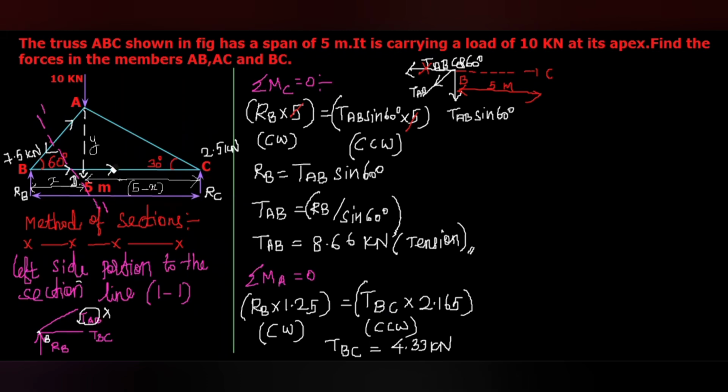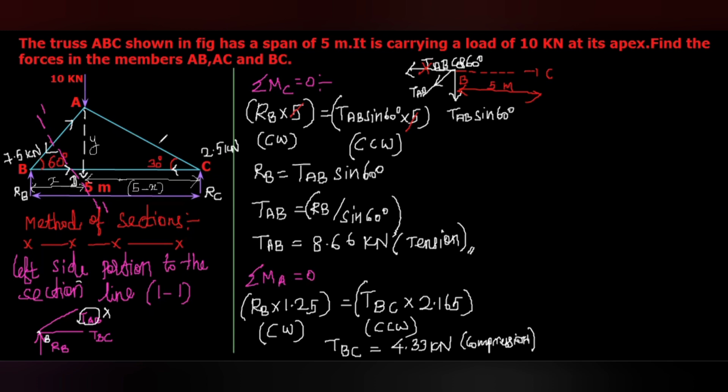If it is acting outwards from the point B, then from the point C also it will act outwards. So it will be compression in nature. This TBC will be compression in nature. Now we have to calculate the force in the member AC.